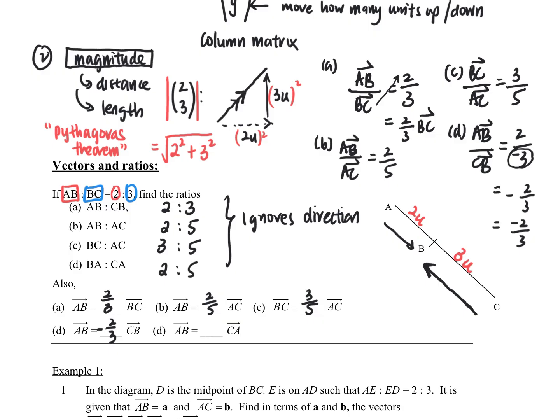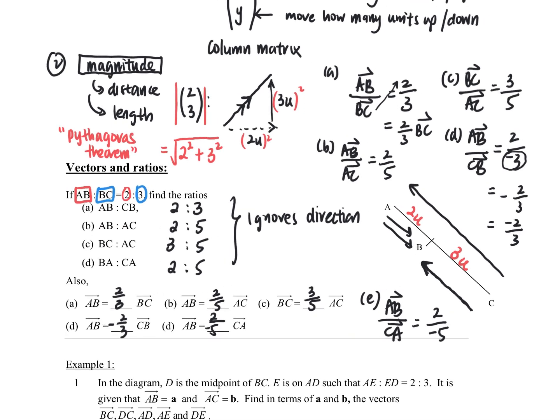Okay, last one. AB, I want you to compare with CA. So AB is here, CA is the opposite. So it's what? 2 over -5. Okay, that's all. So this exercise just to tell you when we are talking about vectors, the direction matters.